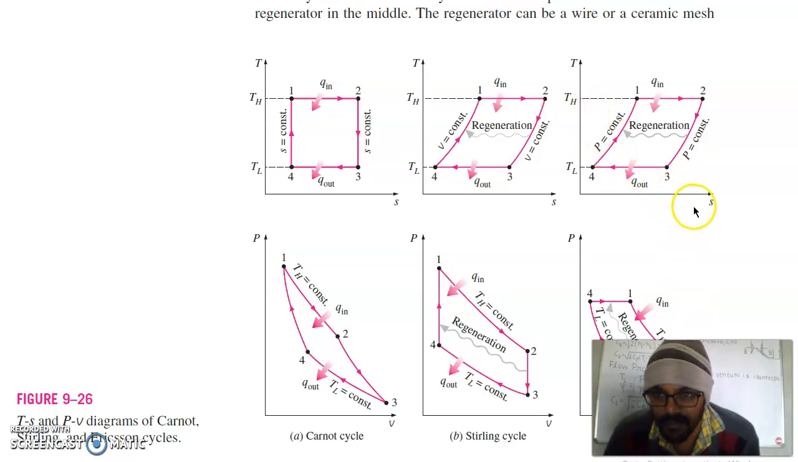In the temperature-entropy diagram, you can see the 1-2 process is heat addition at constant pressure, constant temperature. 2 to 3 is your heat expansion at constant pressure. 3 to 4 is your heat rejection at constant temperature, and 4 to 1 is your heat addition at constant pressure. The Ericsson cycle can be shown with the help of this diagram.